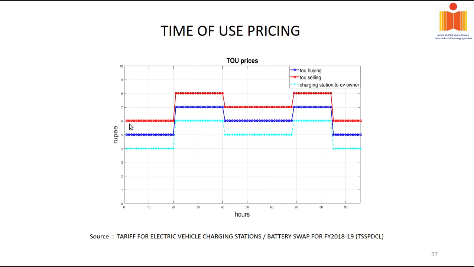So look at the electric vehicles selling to the grid. Time of use buying from the grid, selling to the grid, and so basically selling by the grid and buying by the grid, because this middle one has to be charging station to EV owner. I think there is some mismatch in the legend, but it's okay.